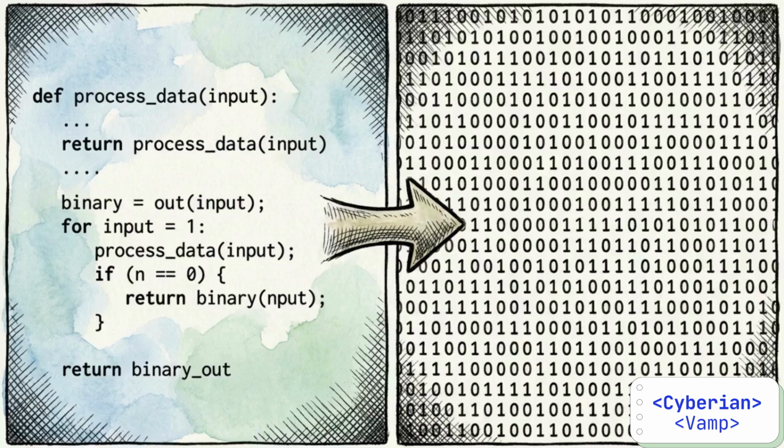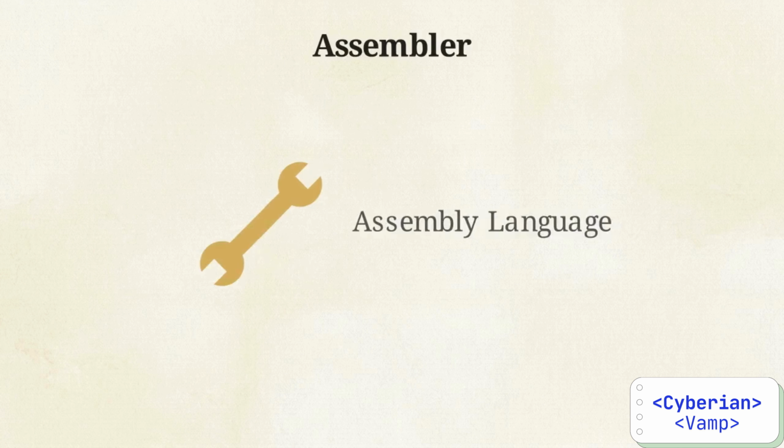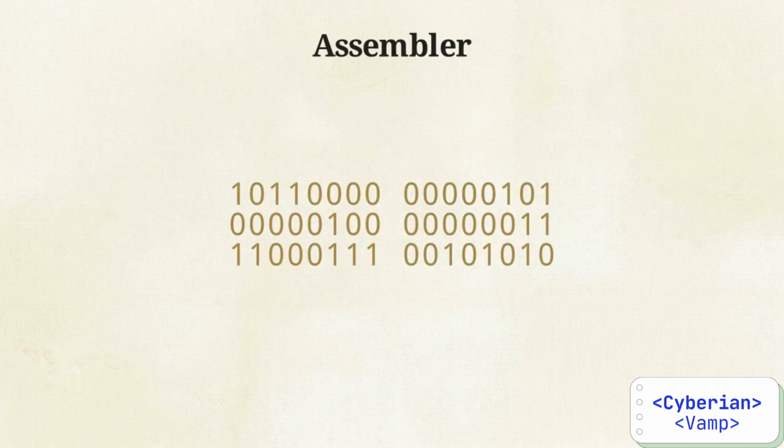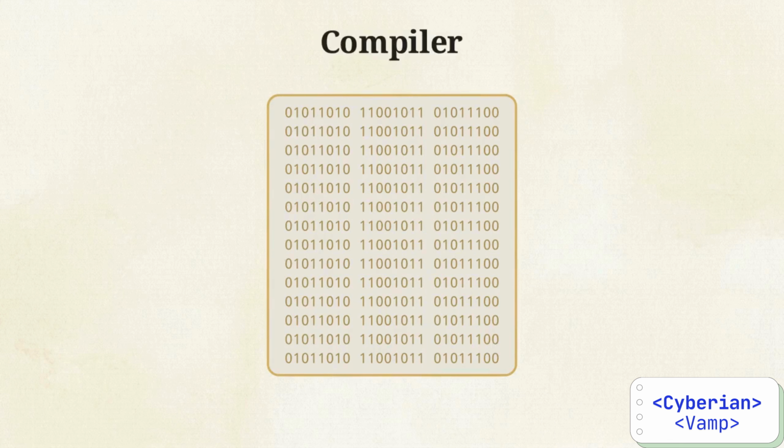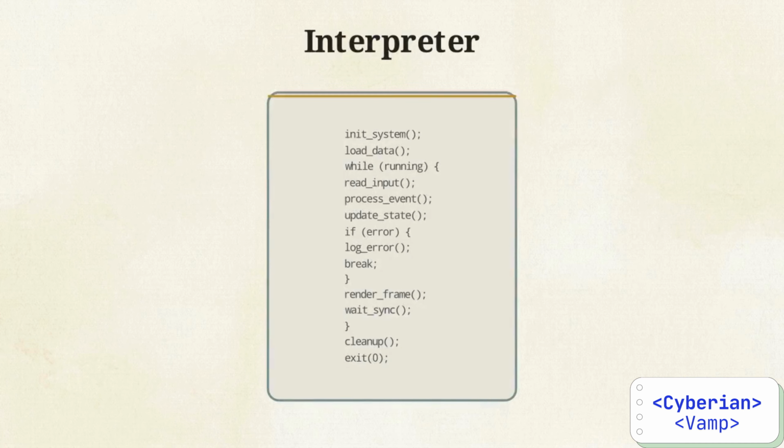Developers bridge this barrier using a software category known as language translators. Different languages require different translators. An assembler converts low-level assembly language into executable machine code. A compiler takes a broader approach. It translates a high-level program into machine code in one single batch before execution. By contrast, an interpreter translates code line by line while the program is actively running.